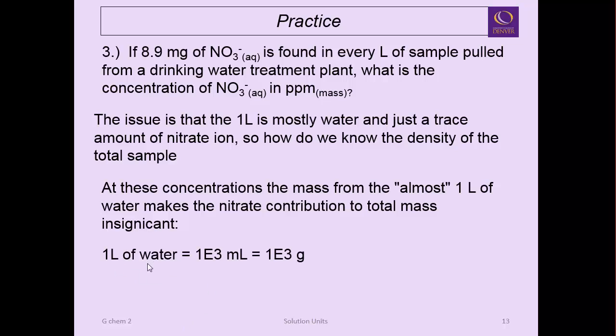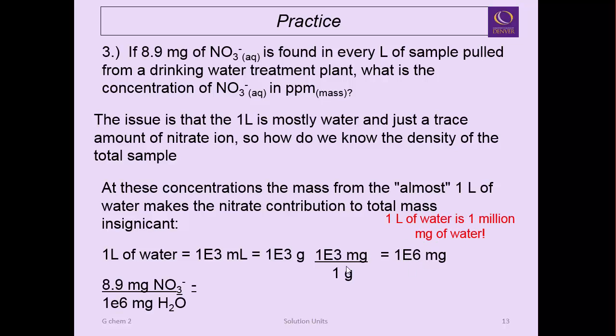So consequently, 1 liter of water, 1 times 10 to the 3rd mils is 1 times 10 to the 3rd grams. Okay, it's 1,000 grams. And if you do the conversion to milligrams, there's 1,000 milligrams per gram. So basically, you're talking about a liter of water has 1,000,000 milligrams of mass according to its density. And this is a convenient unit because you're basically looking for the parts per million. So that's really important to know.